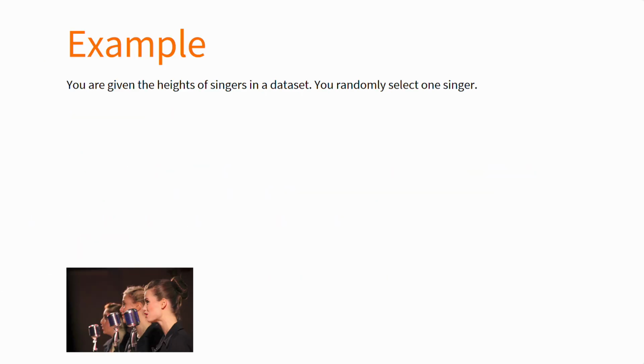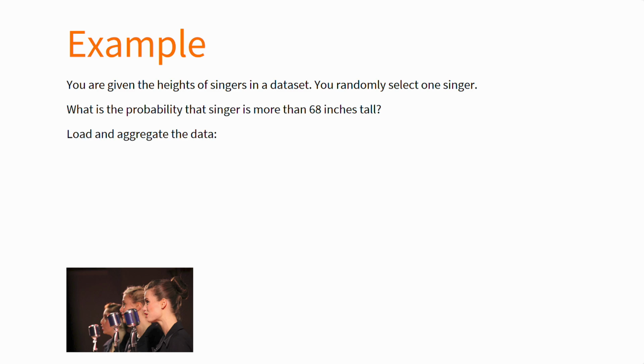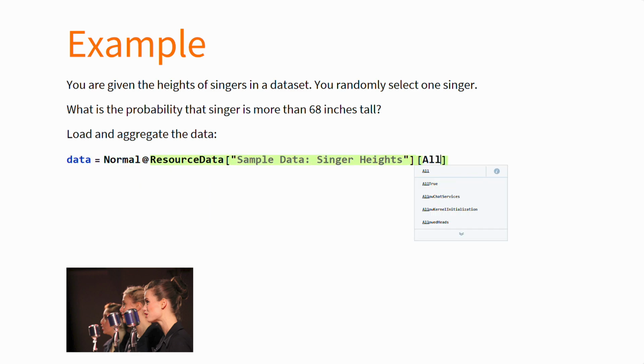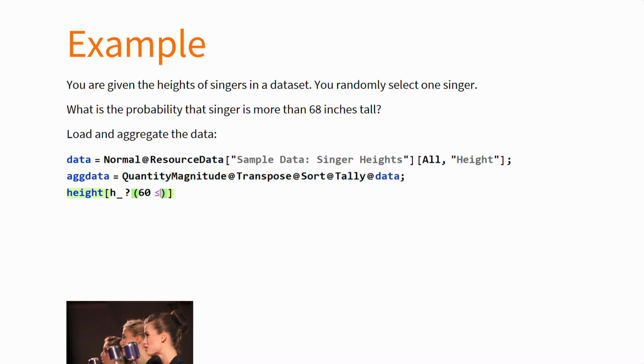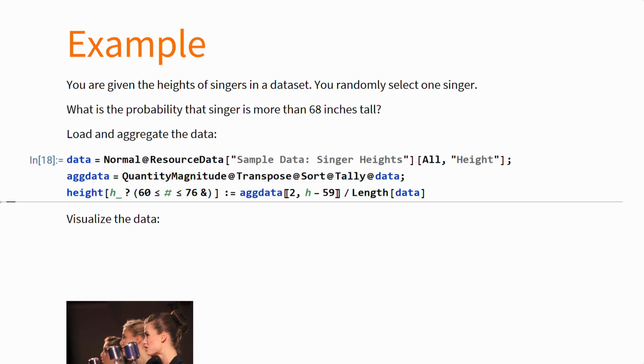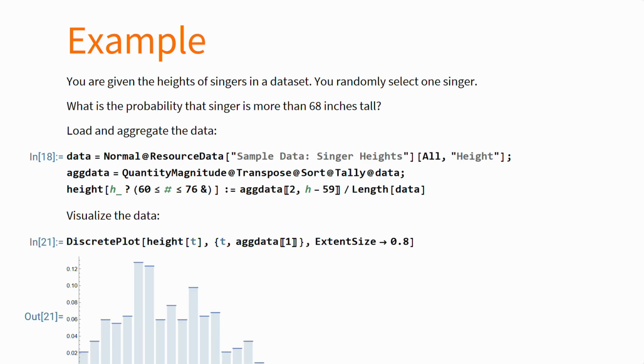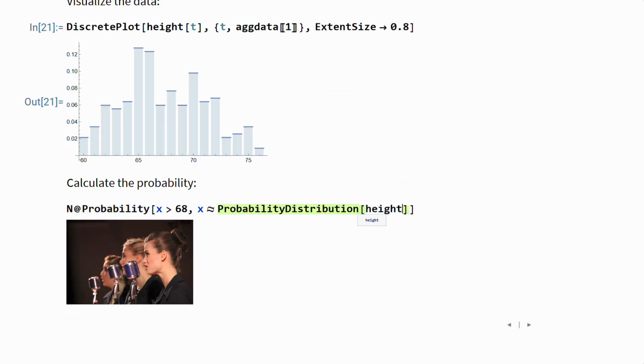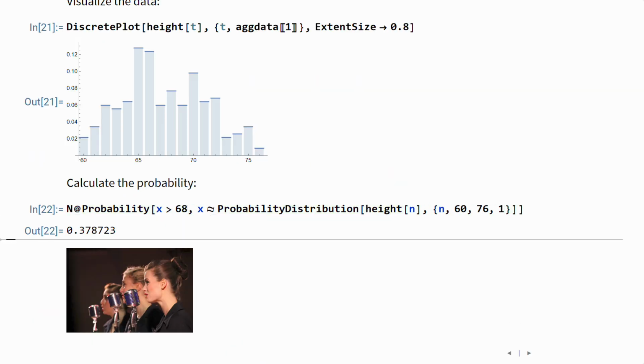Okay, let's do an example. You're given the heights of singers in a dataset. What is the probability that a randomly selected singer is more than 68 inches tall? First, load and aggregate the data. Then make the function to express the data. Okay, then visualize the data, always useful. Then calculate the probability, and that's about 38%. Great.